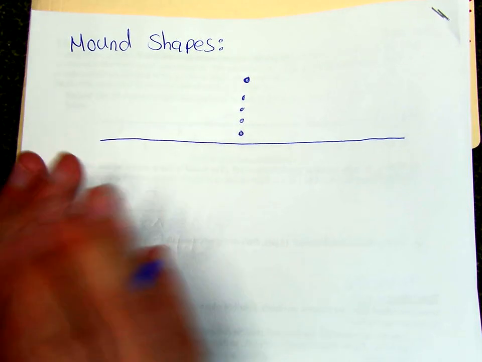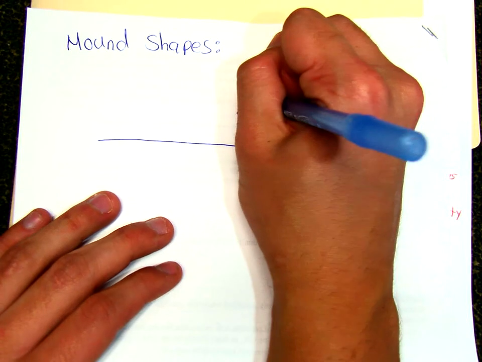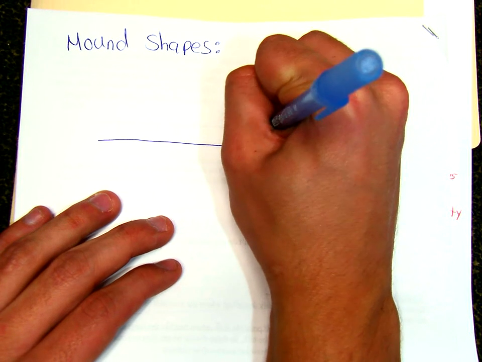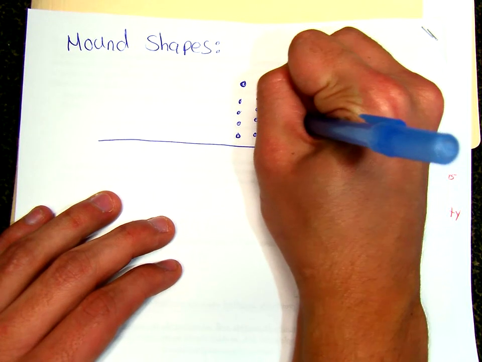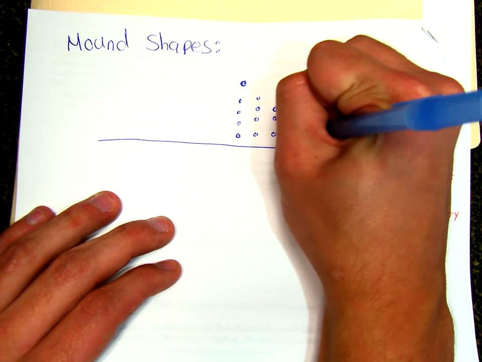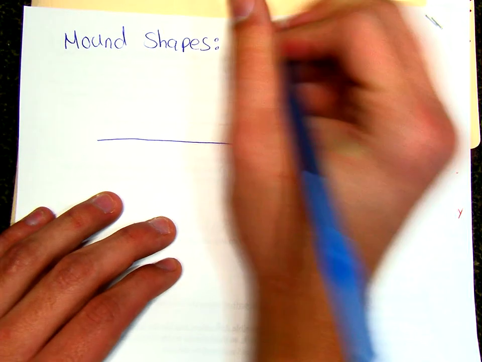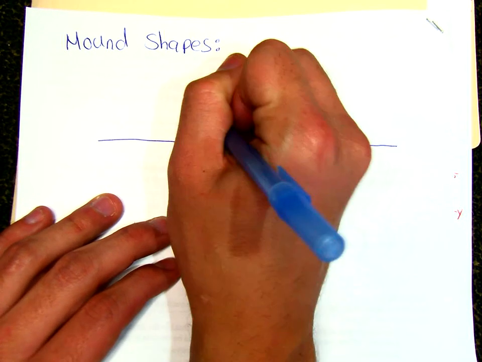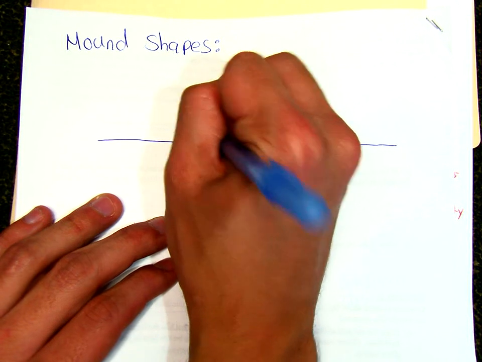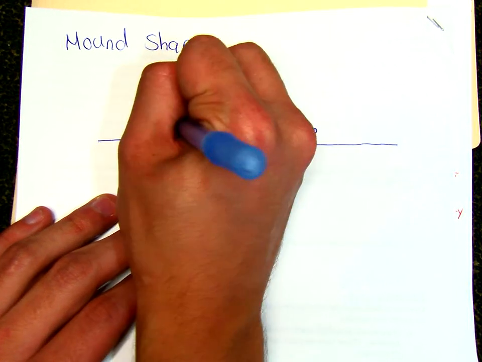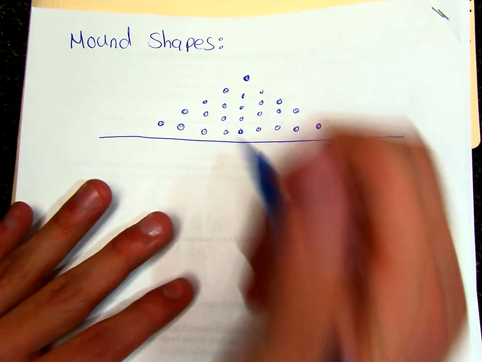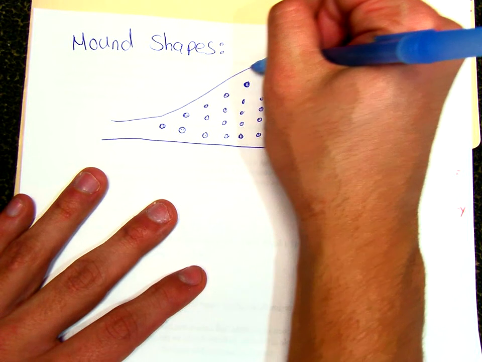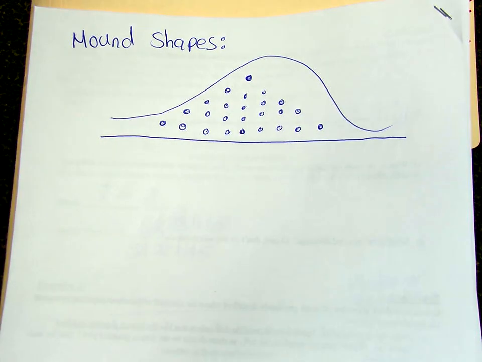So for the mound shape, I'm just going to do 4 on each side. 1, 2, 3, 4. Then I'm going to do 3 on both sides, then go down to 2, and then down to 1. And on the other side, I would do the exact same thing: 1, 2, 3, 4, then down to 3, then down to 2, and then down to 1. So that's basically our mound shape, where our data goes in that mound shape.